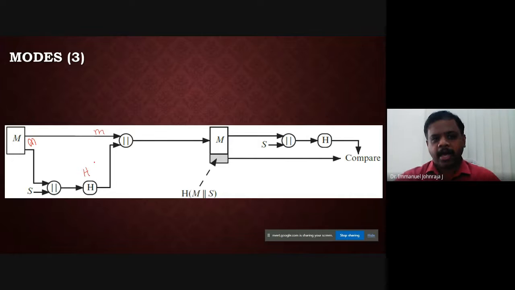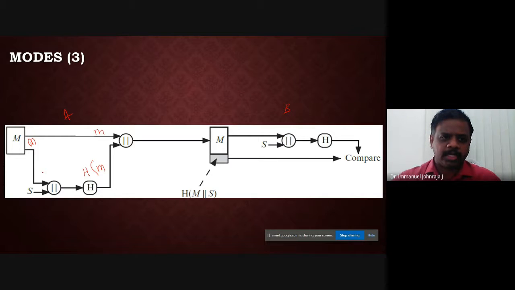Hash takes the message, but it also appends something that is called S. This could be a session key, or it could be a nonce, or it could be a one-time value which is exchanged between the parties communicating, A and B. You can even think of this as a key, not an issue. So some predefined value which is exchanged between the communicating parties. So that S is appended with the original message.